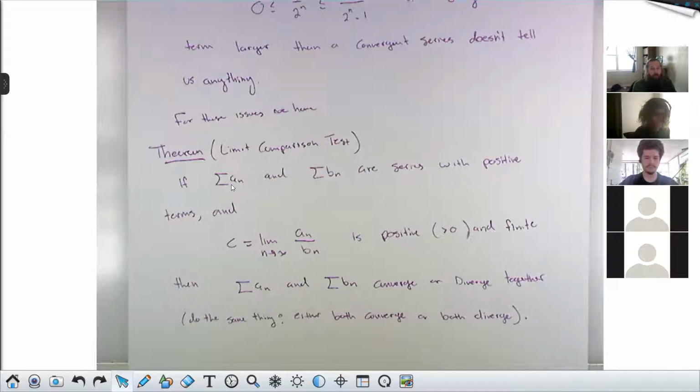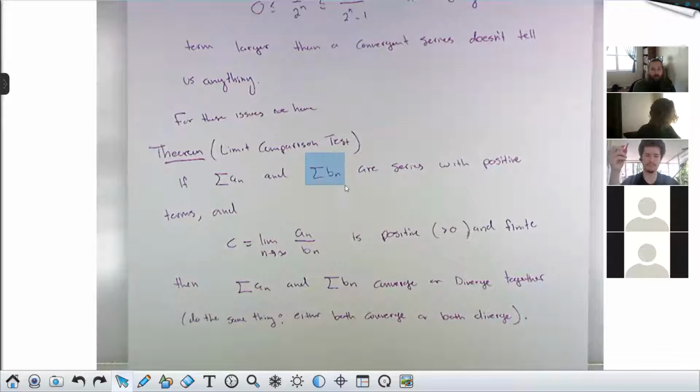So to use this theorem, you'll be given a series and you'll be asked, does this series converge or diverge? You need to dream up a very similar series whose convergence is easy to figure out, and then hope that they're similar enough that this number comes out positive and finite. If this number does come out positive and finite, then by limit comparison test, the two series do the same thing. And you can then go on to say, okay, since sigma bn converges, my series converges. Or since sigma bn diverges, my series diverges.